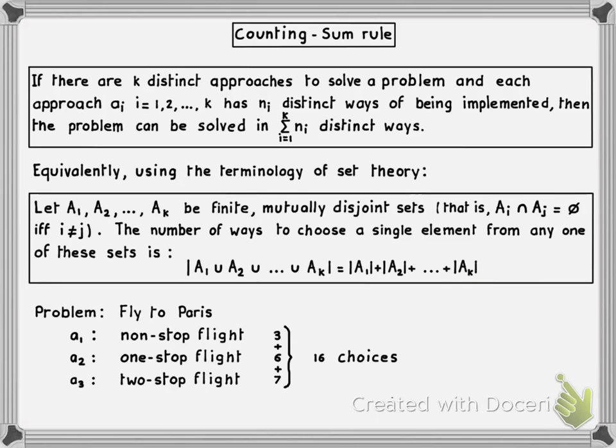So again, to map this set theoretical formulation to our example, the set A1 would be the set of those 3 flights. The set A2 would be the set of those 6 one-stop flights. And the set A3 would be the set of those 7 two-stop flights. Since those sets are mutually disjoint, no pair of them overlap, the cardinality of the union of these sets is simply the sum of the cardinalities of the 3 sets, which in this case is 16.